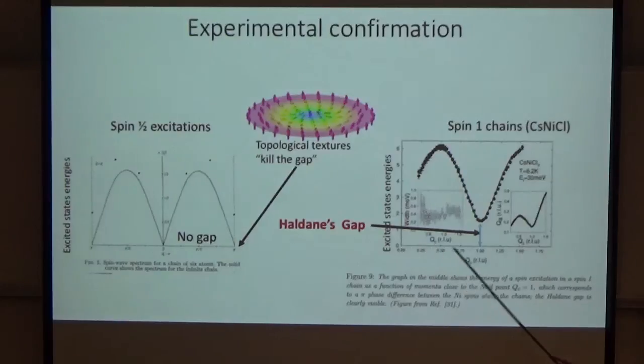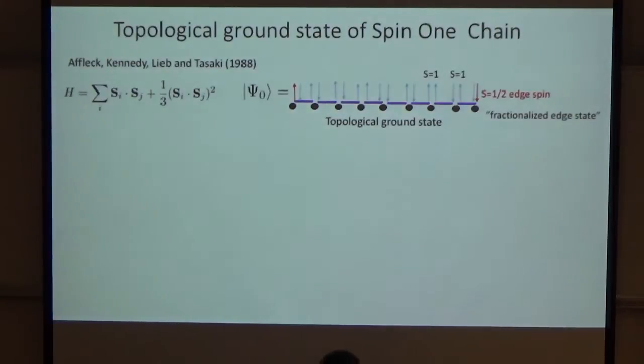The ground state is paramagnetic. It's the typical spin liquid in one dimension. And the spin one-half excitations, as we said before, are gapless because of these topological textures. So that was the work that was done. There was further work that was done on this spin 1 chain. After that, Affleck, Kennedy, Lieb, and Tasaki wrote a Hamiltonian for which the ground state is exactly known. They wrote the ground state in a figure way.